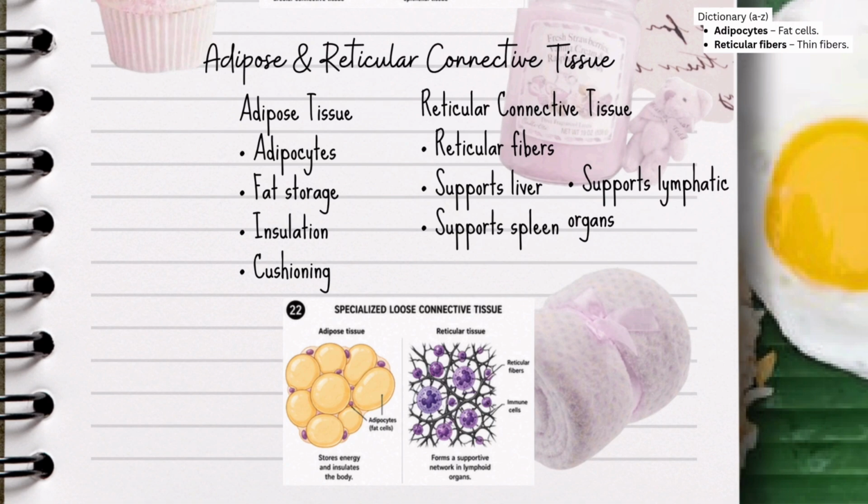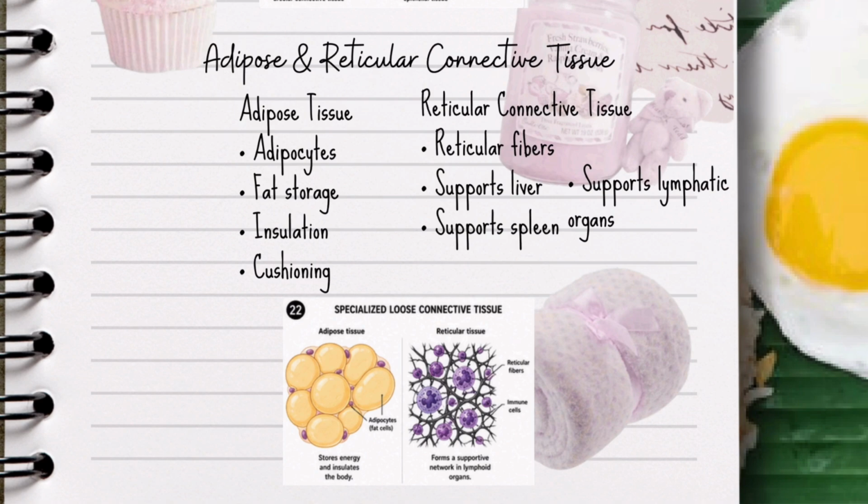The other types of loose connective tissue have highly specialized functions. The first is adipose tissue, which is composed mainly of adipocytes, or fat cells. Although body fat is often associated only with energy storage, it has several important roles. It cushions organs against physical injury, helps insulate the body to reduce heat loss, and serves as a long-term energy reserve. The second type is reticular connective tissue.